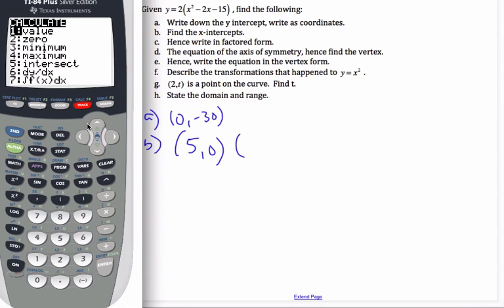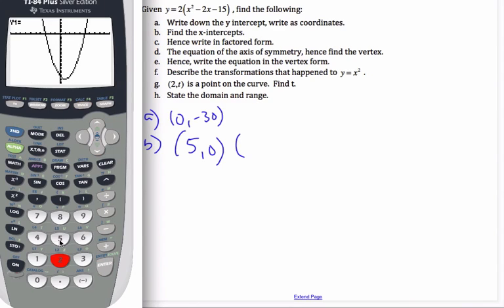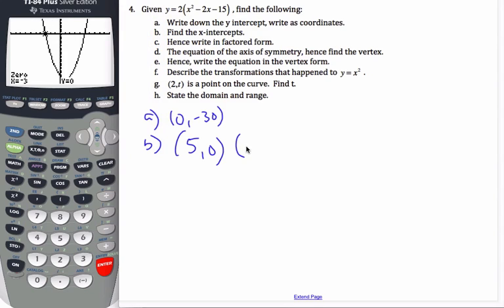Second, trace, I'm going to do the zero. Number 2, I think it's negative 3, so I'm going to go left of it. That's what the left bound means. I'm going to estimate negative 3. So left of negative 3 is like negative 5. And then right bound, which has to be to the right of negative 3, which is 0. And I'm going to guess negative 3, which is indeed the answer. So here are my x-intercepts.